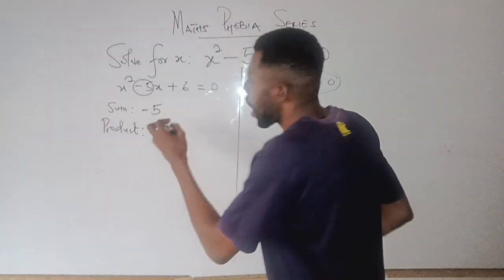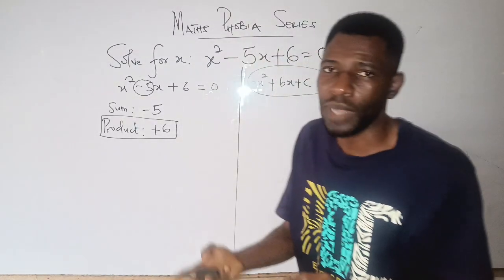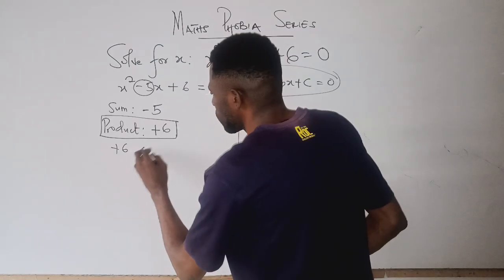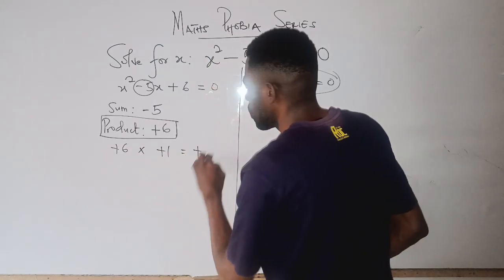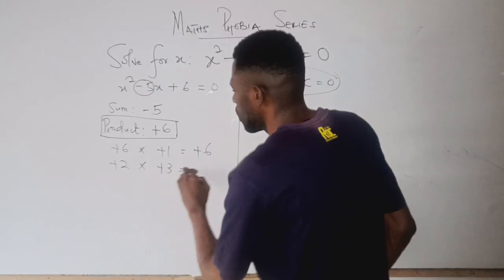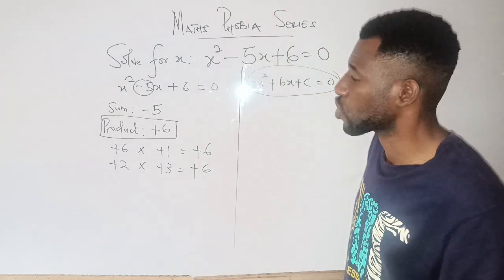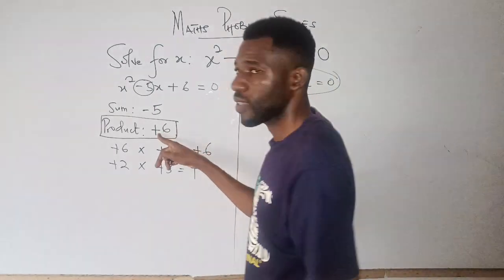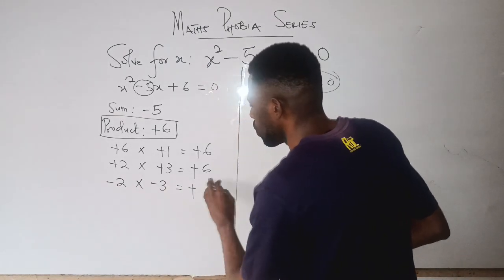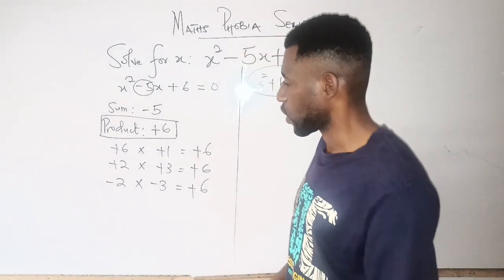Now, what do we do next? All we need to do, our focus is on the product. We look for two numbers we can multiply that will give us plus 6. So what are those two numbers? We have 6 and 1 will give us 6. And we also have what? We have 2 and 3, or 3 and 2, which will give us 6. Also don't forget that negative 2 and negative 3 will also give you plus 6. Don't forget.